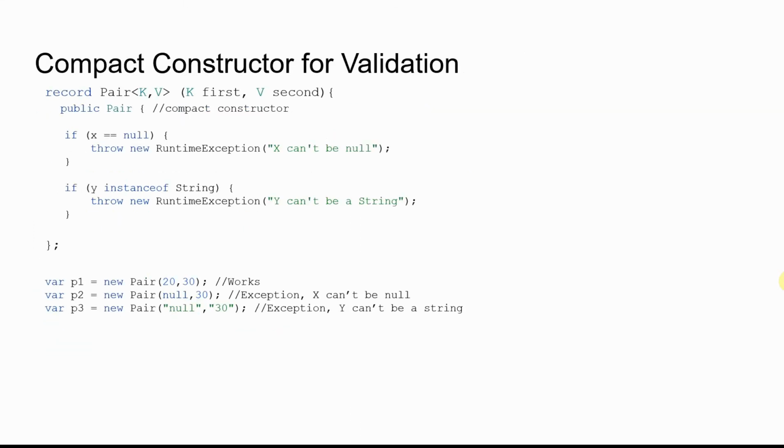Records also introduce a new type of constructor, the compact constructor. A compact constructor implicitly has parameters which match the record parameters. The compact constructor's parameters are automatically assigned to the record parameters at the end of the constructor body. This is useful if we are validating or normalizing inputs. In this example, our compact constructor is enforcing not null and type requirements on our x and y parameters.